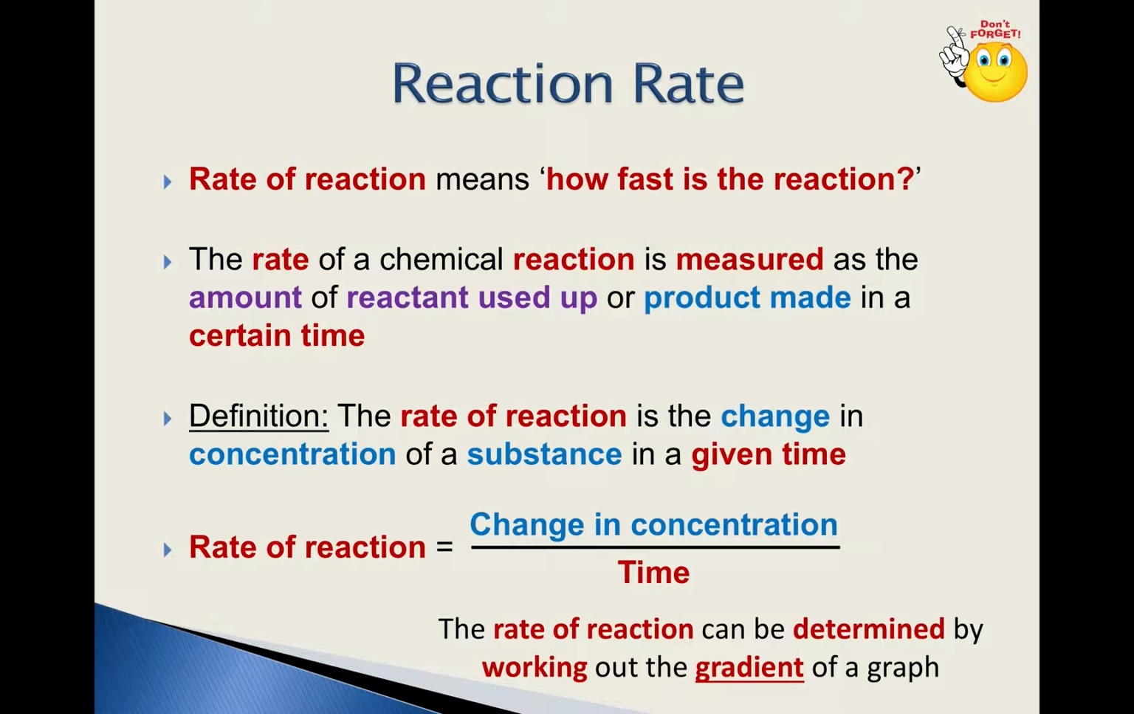And essentially, by working out the gradient, what you're working out is the change in concentration over the time, or the change in the amount of a substance in a set time period. And that will allow you to work out the rate of reaction. I'll show you the graph in a minute, and then we'll relate it back to this equation and back to this definition, just to make sure we understand that.